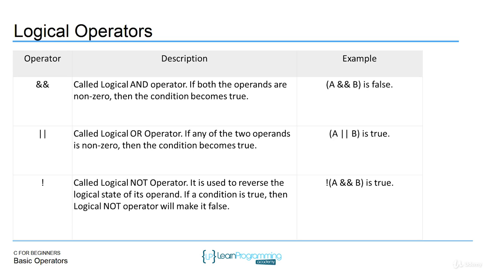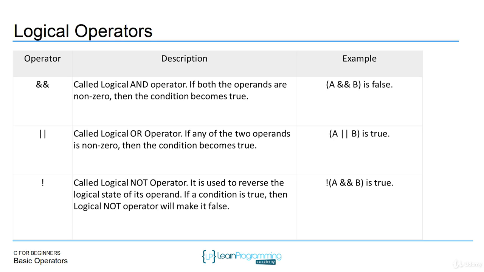But if any of the two operands is non-zero, if either one is true, then it's true. So if A is true and B is false, it's true. And remember, these are expressions that return values. So if A is true and B is false, the return would be true.